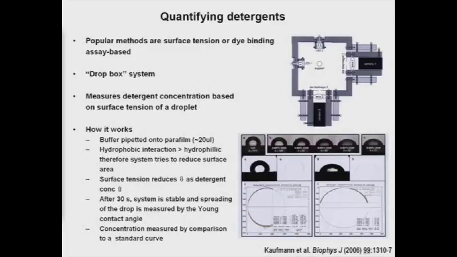One other thing I wanted to mention quickly, and I won't go into too much detail on this because we're going to look at this in the practical. This is a detergent drop box which is located here in Basel, and basically this is a really neat way of quantifying detergents. I'm looking forward to seeing this in person. Most of the methods that are traditionally used for looking at detergent concentration are based on either dye binding assays or on some sort of effect on surface tension. And this particular instrument here makes use of the latter, the effect on surface tension of detergent.